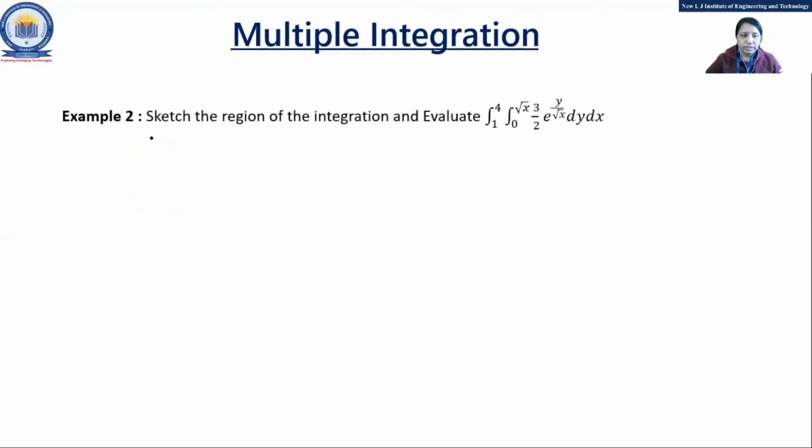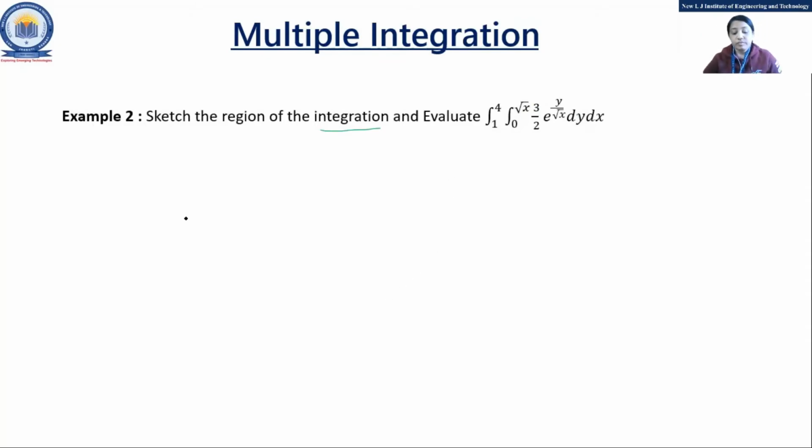sketch the region. Sketch the region of the integration and also evaluate this. So you can see that you need to sketch the region also. Now here you can see the limits are given. Here the limit is 0 to root x. So in which order are we going to do it? Because root x means it will depend upon x. So first we'll go with respect to y and then x. But before that we need to draw the sketch also.